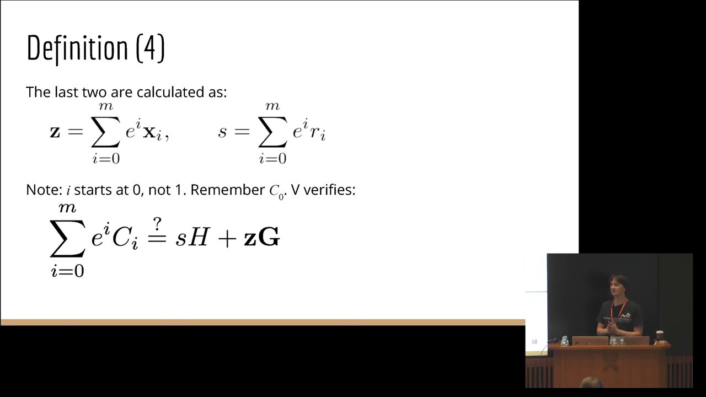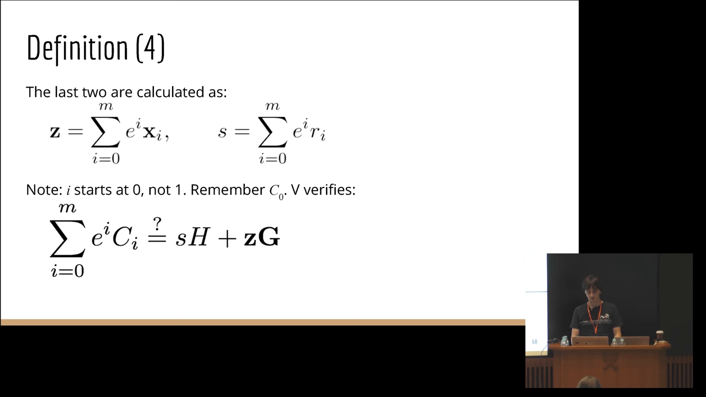The way we do this is we create Z and S in this fashion. We just remember E, the random value that the verifier sent us. We take it to the power of I. So for the first one, we actually don't use it at all. And the second one, we use E, so an E squared, and so on. And we do this on both Z and S. So we get a vector, and we get a scalar. And as you note here, we're actually iterating from zero, because remember we had C0, which is accompanied by the complementary X0 vector, which is just a random vector, and the R0, which is just a random number.